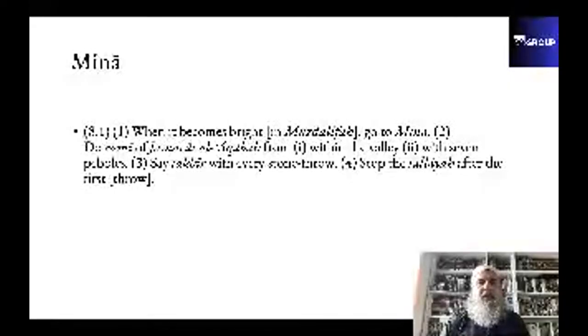So when you get to Mina, the first thing you're going to do is Rami. Rami means to pelt, okay? And you're going to do Rami of Al-Jamara Al-Aqaba, the biggest of the three, which is within the valley. There's a slight valley that you'll see there. And you will cast 7 pebbles, saying takbir with every pebble throw or stone throw.